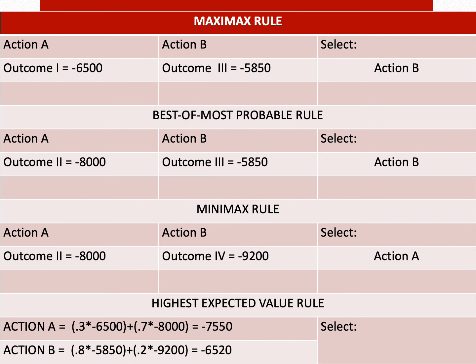We do the same for action B. So the formula for that is 0.8 times negative 5,850 plus 0.2 times negative 9,200. And that gives us a net utility of negative 6,500. We see that the option to live off campus has the highest expected value. So we choose action B.